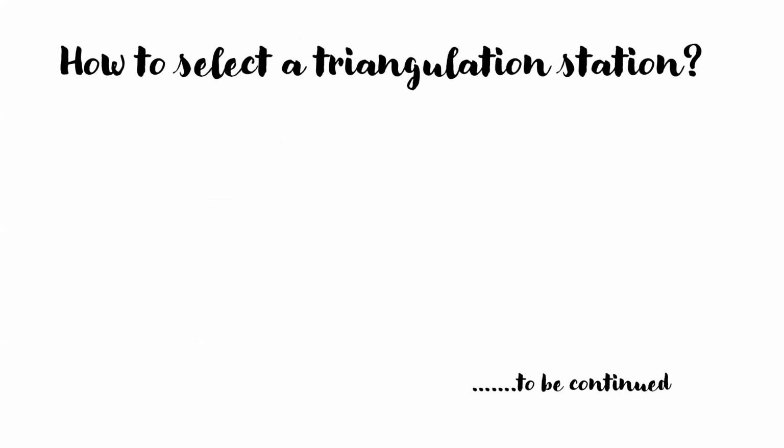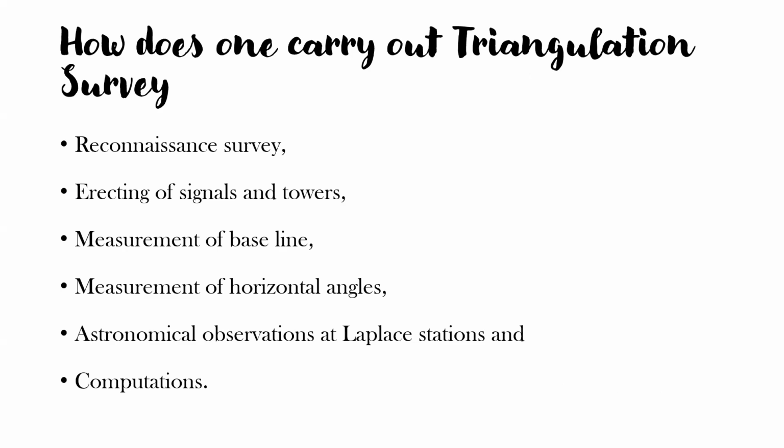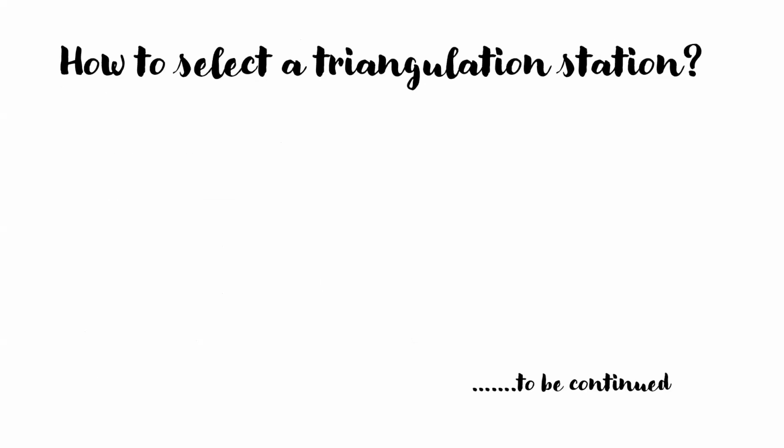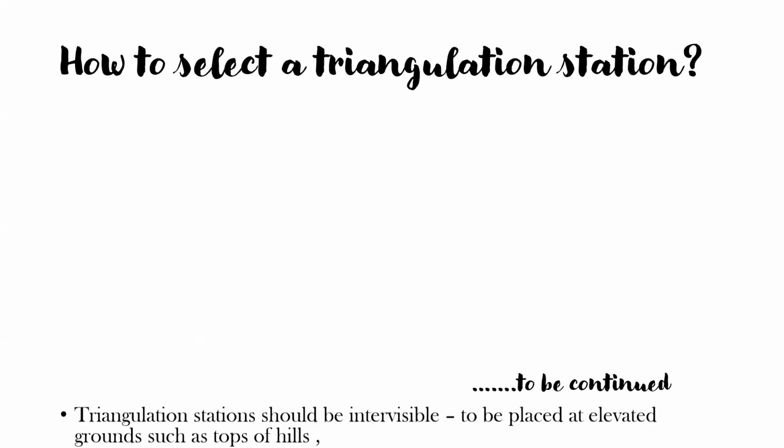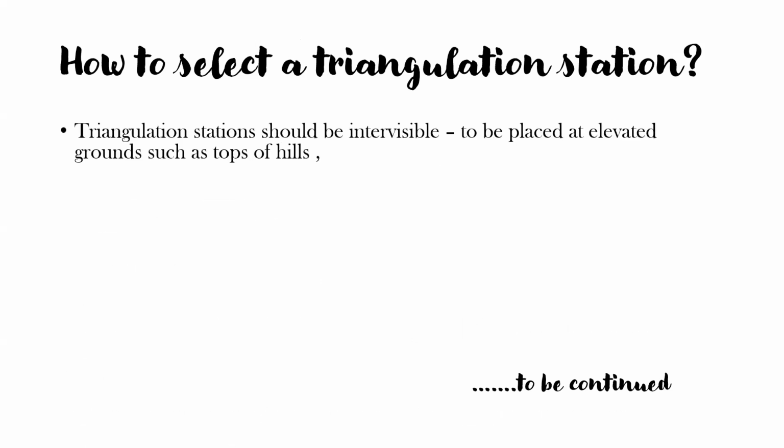How do we select a triangulation station? In the previous slide, we saw something about erection of signals and towers. Similarly, we need to select a triangulation station. The triangulation stations should be intervisible. For this purpose, they should be placed where they can command a large number of points, for example hilltops, so that long sights through undisturbed atmosphere may be secured.